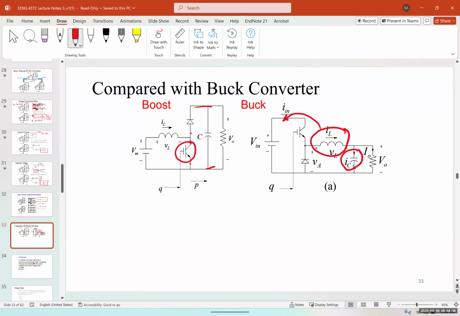So first example, the duty ratio is 0.4. The input voltage is equal to 12 volts. What would our output voltage be in a boost converter?